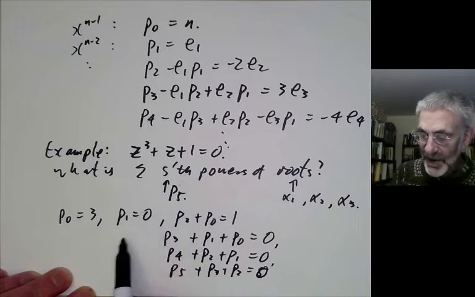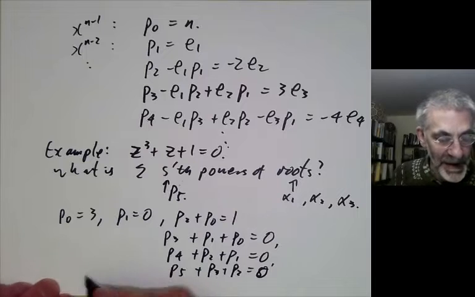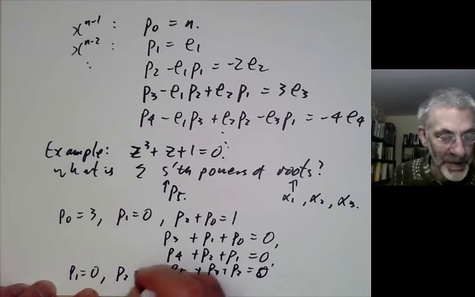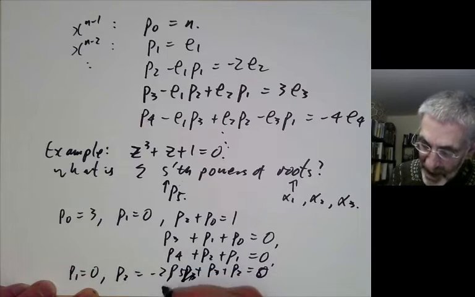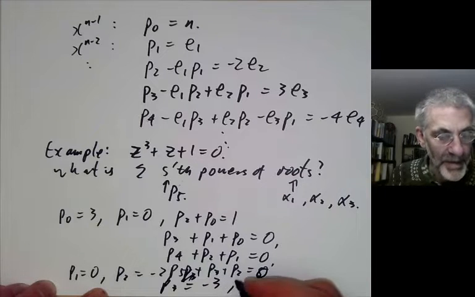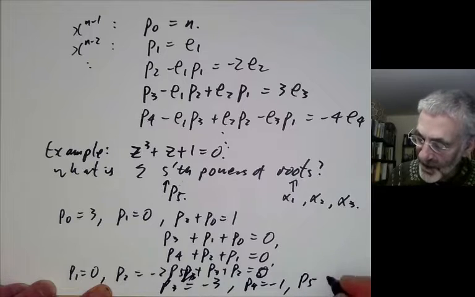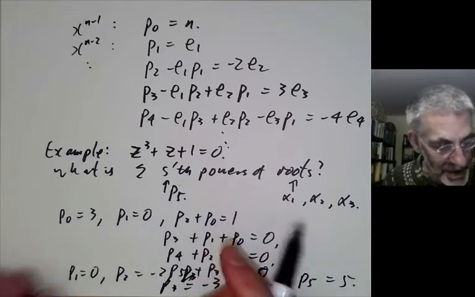So you can work out P2, P3, P4 and P5 recursively like this, and unless I've made a mistake, we find P1 is 0, P2 is minus 2, P3 is minus 3, and P4 is minus 1, and P5 equals 5. And if I've made an error in my calculations, please just keep quiet about it.